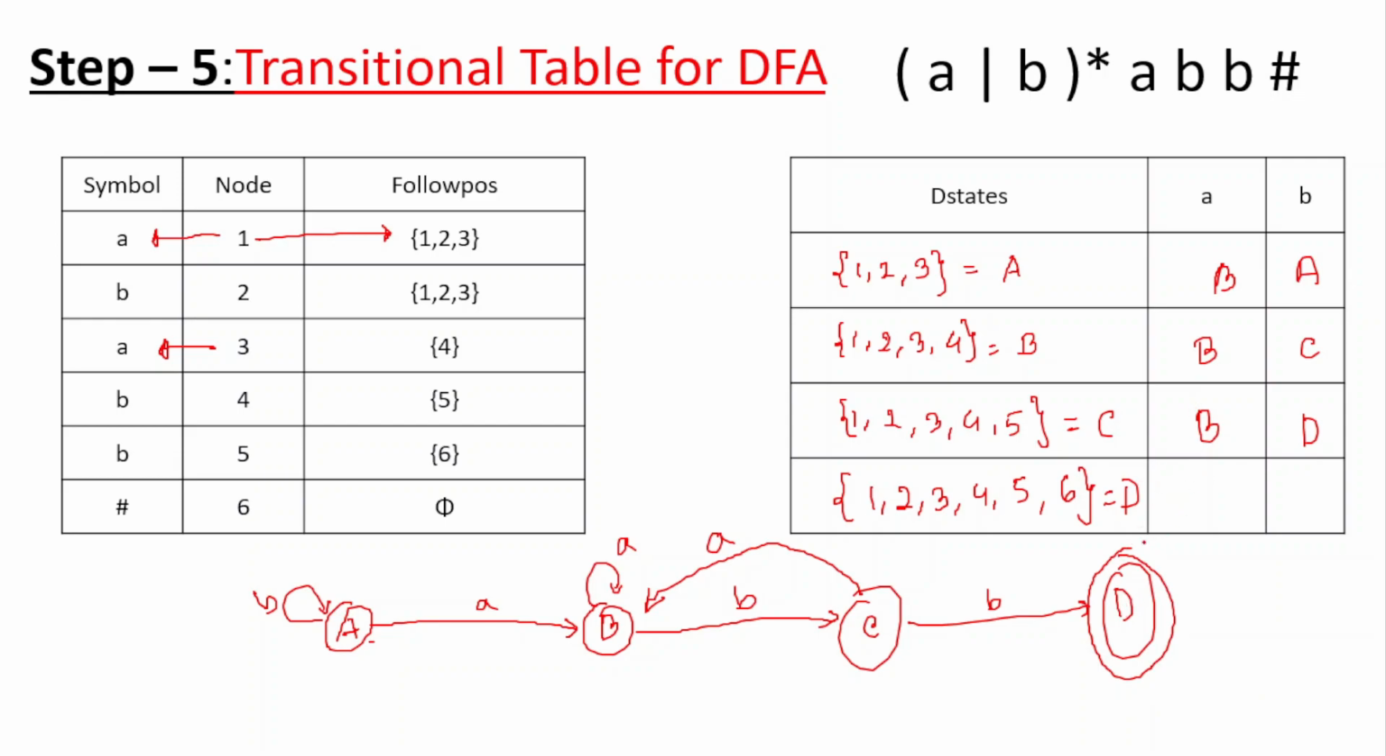And from D, we know 1 and 3 represent A, and from 1 and 3 I get 1 to 3 and 4, which is the same as B. So again, from D, when I get A, I will go back to B. And this one represents all the terms, which are 1, 2, 4, and 5. These represent the same thing as this one. So when I get b, I'm going to stay in here. And thus my DFA has been created for this grammar.